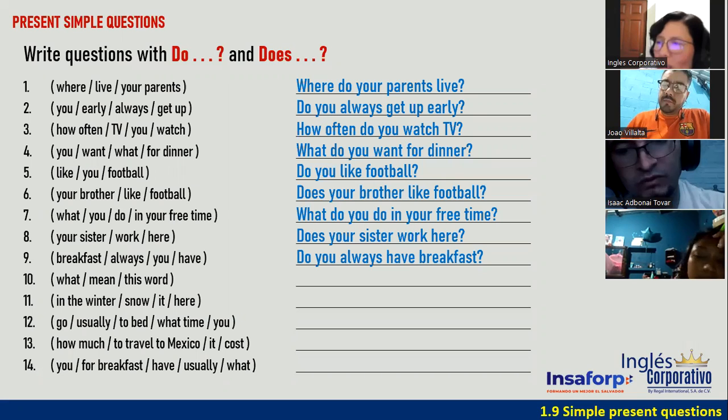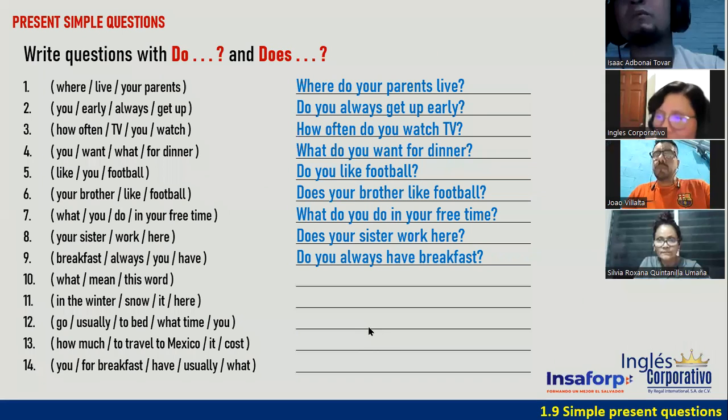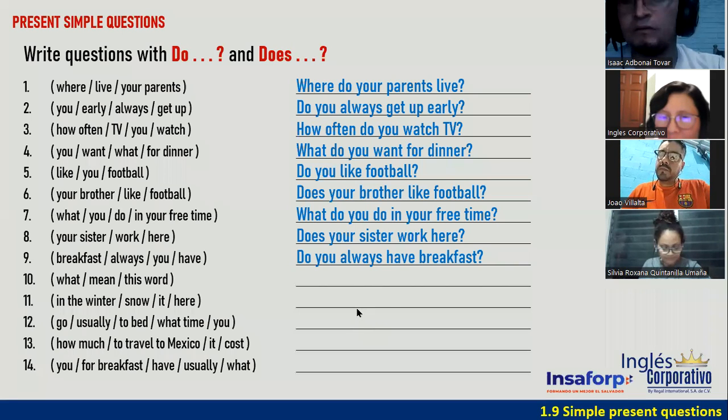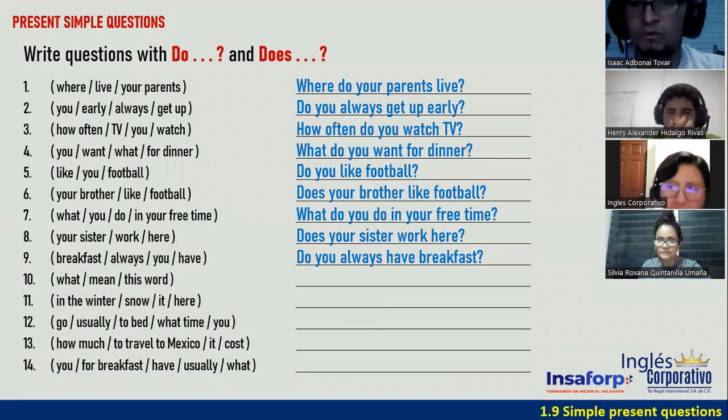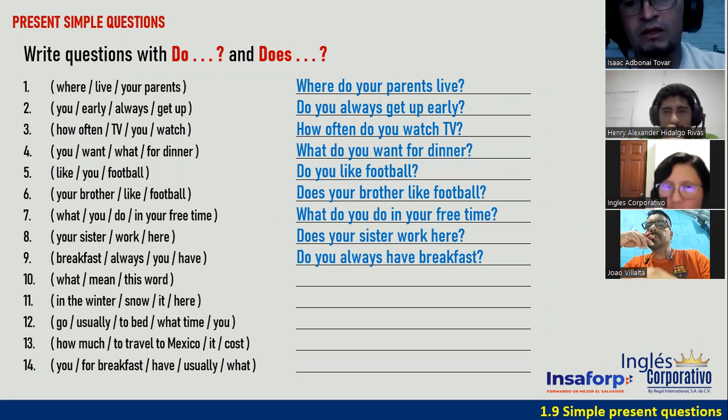Ya pasó lista, chicos. Ya vamos a pasar lista. Number 10. Ajá, Isaac. What do you mean this word? Pero el you no lo tengo ahí. ¿Cómo me quedaría? Oh, what do mean this word? Okay, this word. ¿Con cuál lo vamos a sustituir? ¿Con cuál podemos sustituir this word? ¿Con qué subject pronoun? It. It. Muy bien, es una palabra.